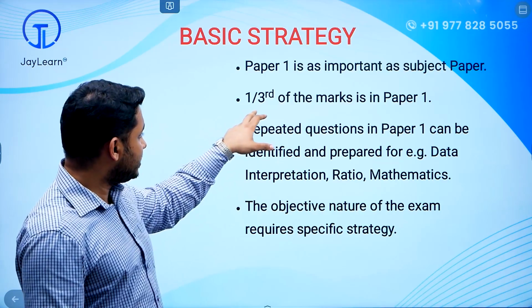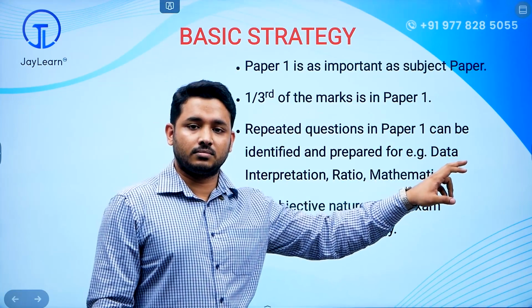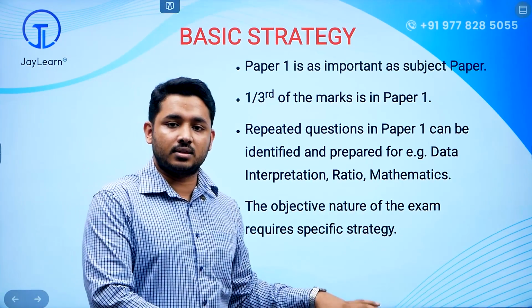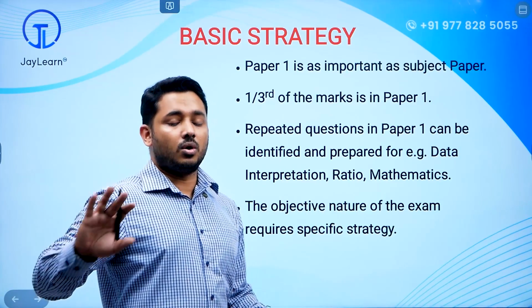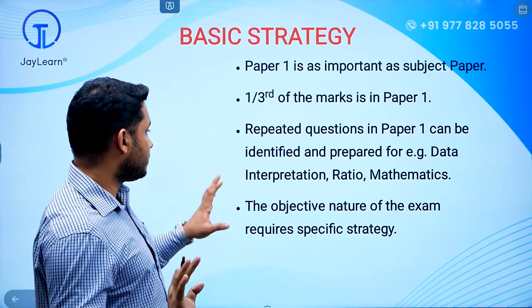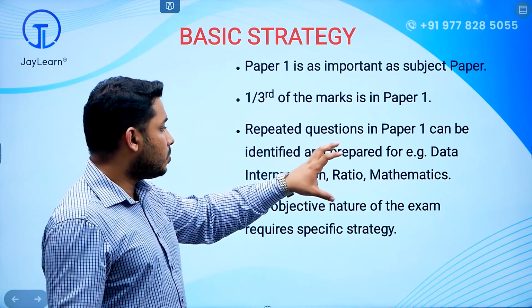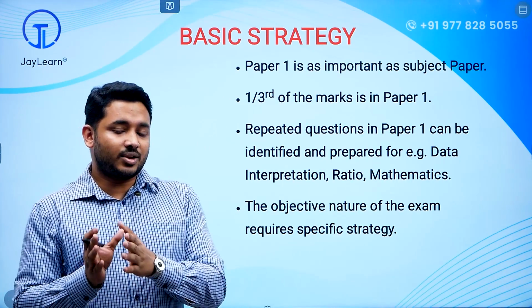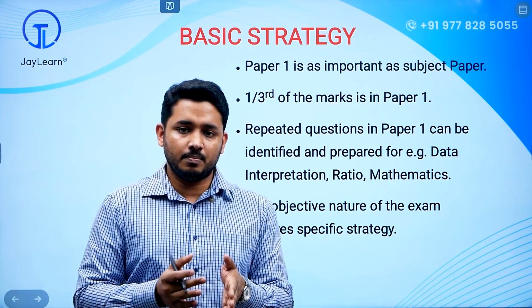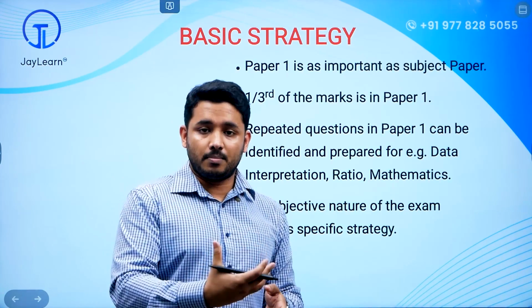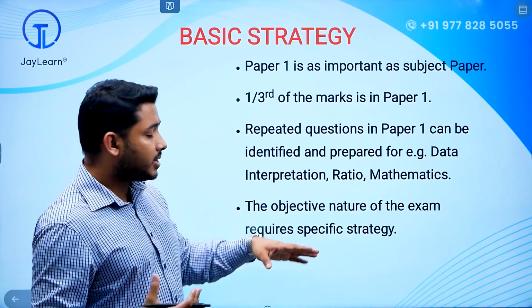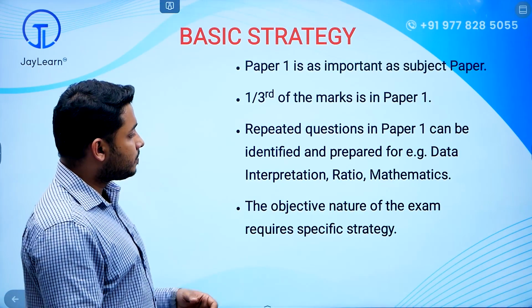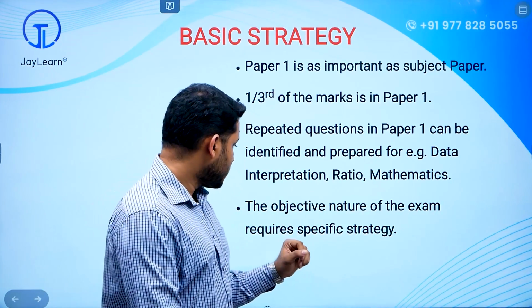Why is it important? Because 1/3 of the marks is in paper 1. 1/3 of the marks, 100 marks out of 300 comes in paper 1. So once you skip that, you're never going to clear NET or JRF, let alone JRF. All right. Another thing is repeated questions in paper 1 can be identified and prepared for. So there are repeated questions. Questions as such do not get repeated, but in a similar form. For example, in data interpretation, you can have that chart-based, graph-based questions that is getting repeated every year. And there is a ratio question in mathematics and all.